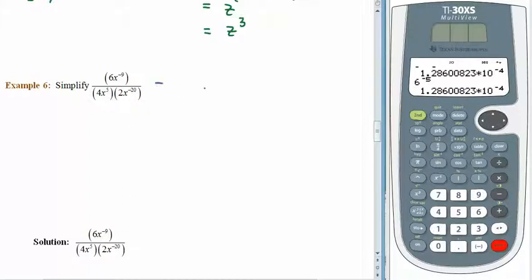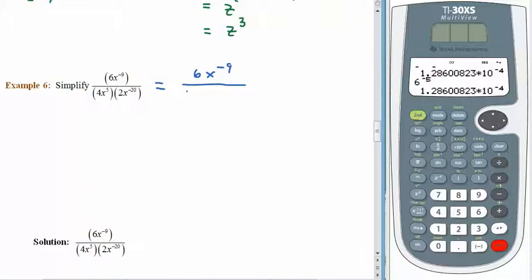We'll just bring the numerator along. 6x to the minus 9. You know what? You focus on the denominator and clean it up, and then come back when you're done. All right, let's see how you did.